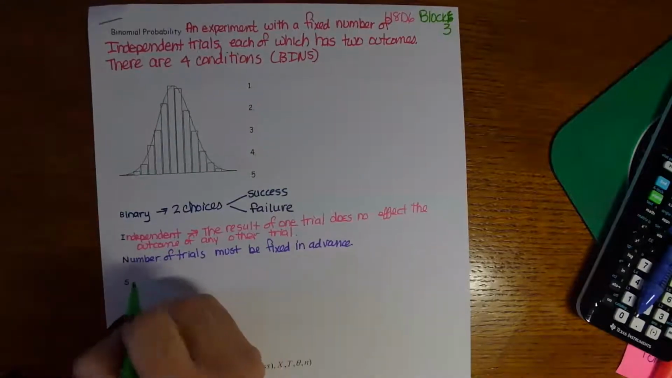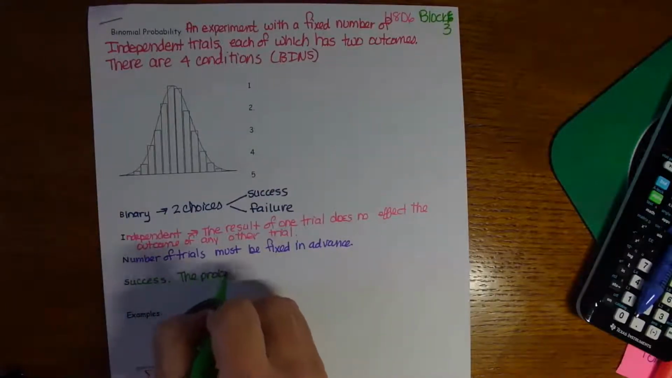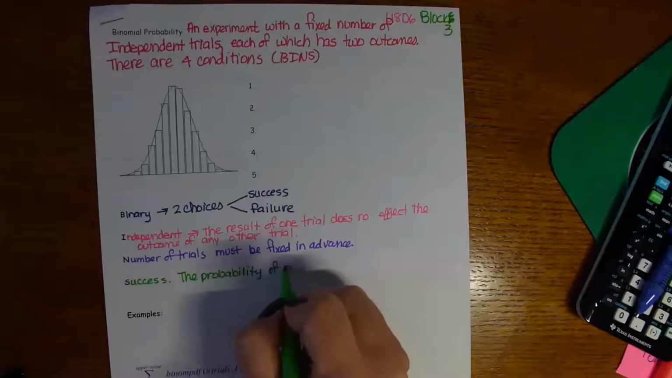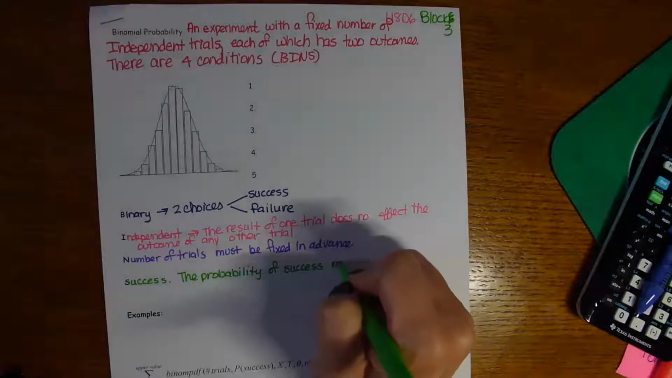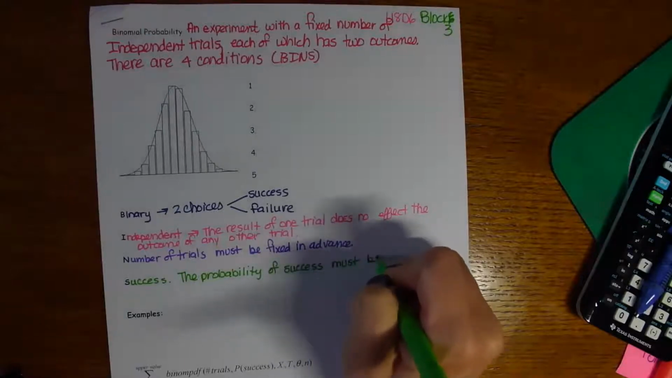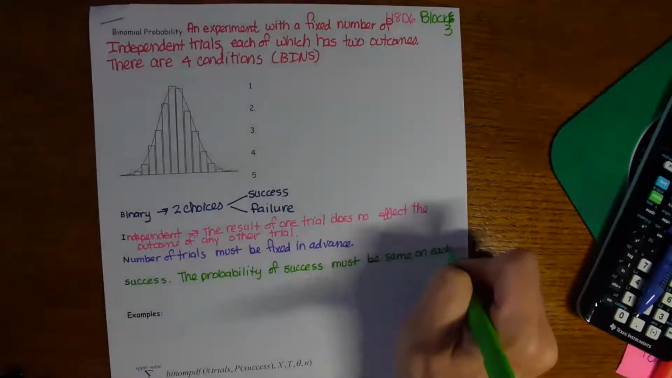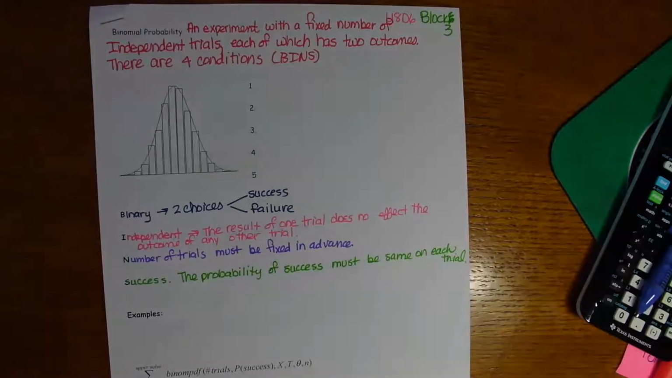Lastly, success. The probability of success must be the same on each trial. I can't say the probability of success is 0.3 for this one and 0.4 for that one. Has to be the same chance for success, okay?